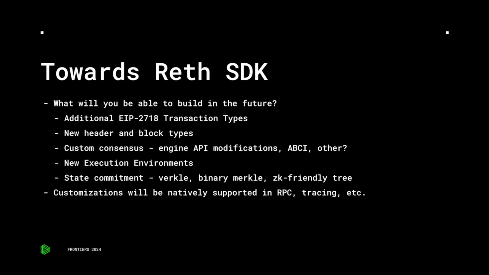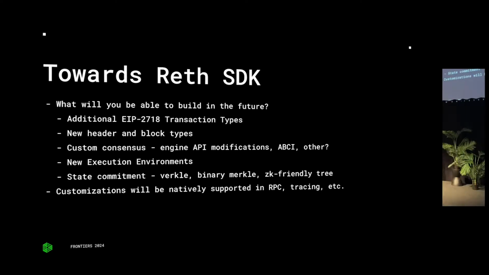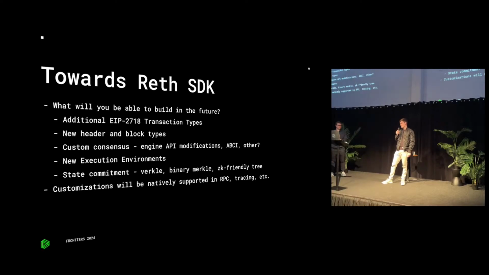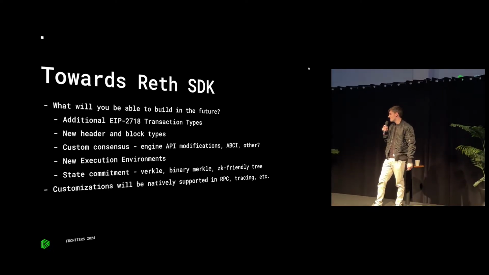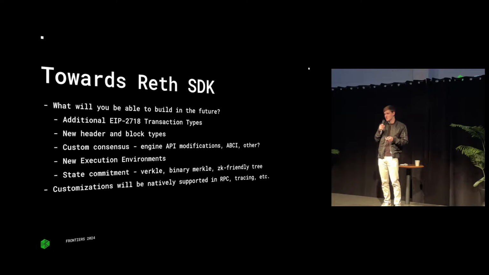Finally, going to talk about state commitment, which is right now the Ethereum mainnet uses a Merkle-Patricia tree, but you could use other things. A regular binary tree, you could use Verkle, you could use something that has cryptography that's more friendly to your ZK proof system. So it'll be cool to see what people build once we support this in the SDK. Another thing that we want to really emphasize is that everything that we allow customization for will have native support for RPC, tracing, whatever, when you actually build your node with it, which is also going to be very, very easy.